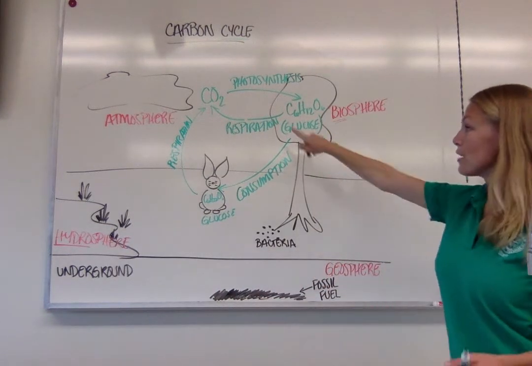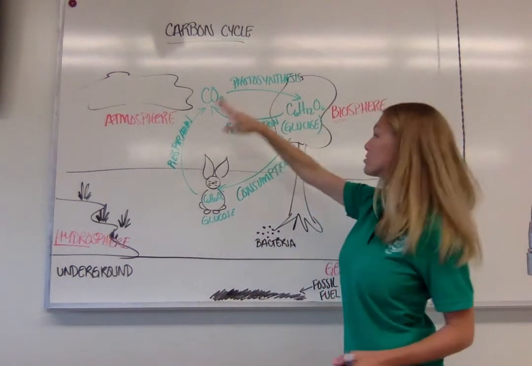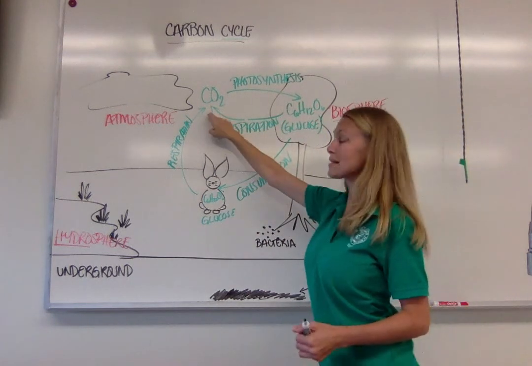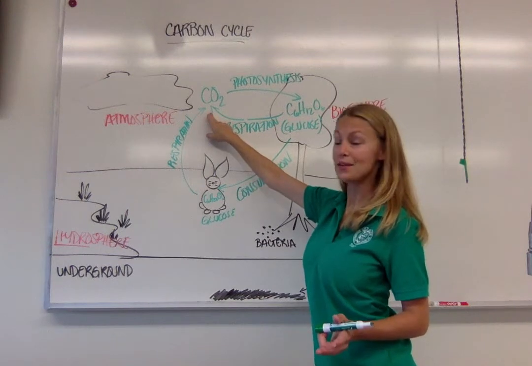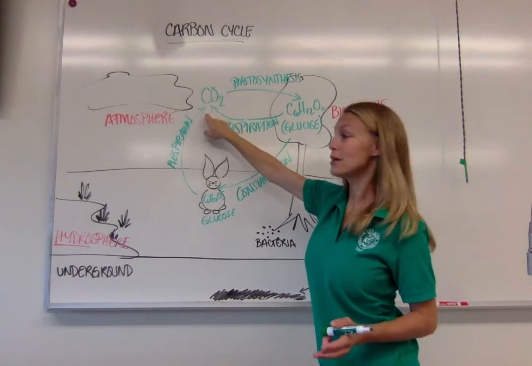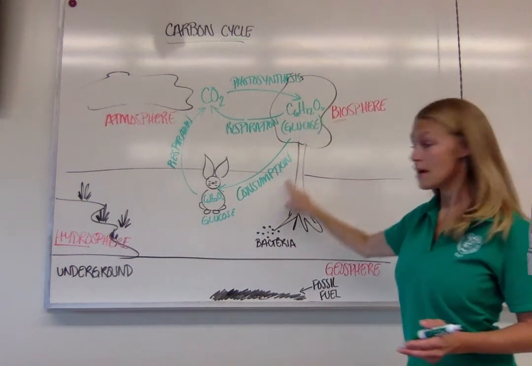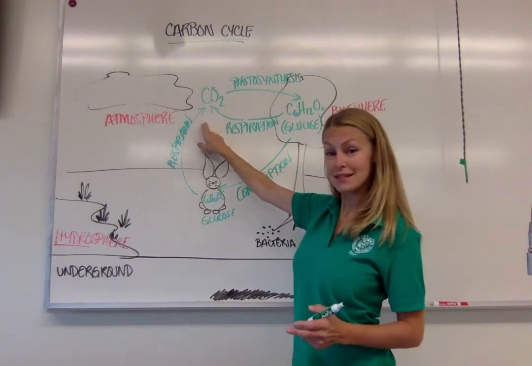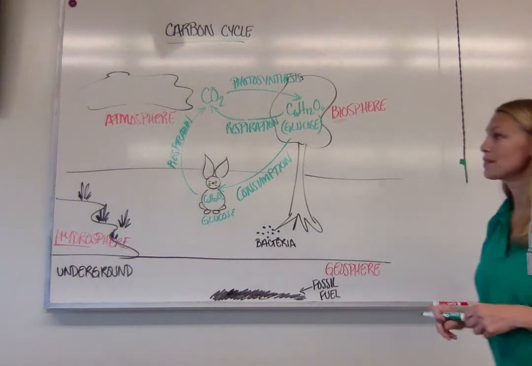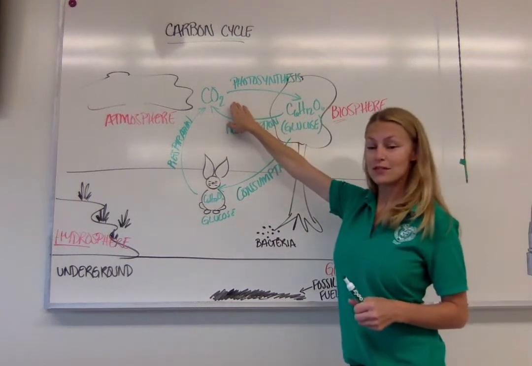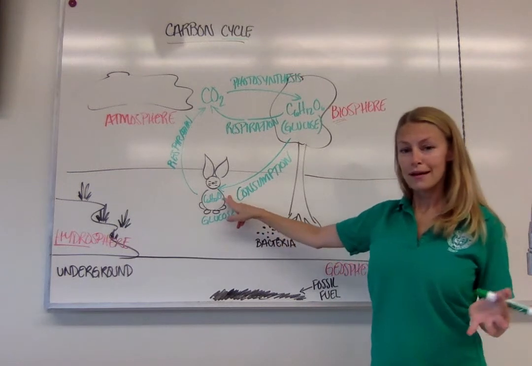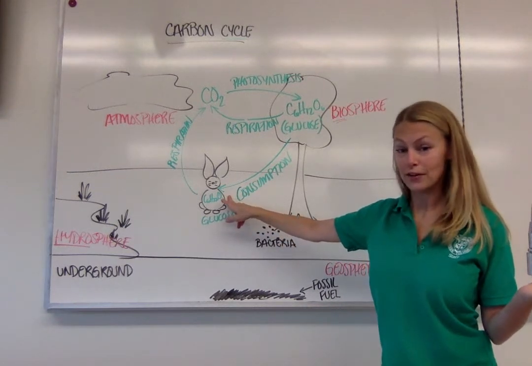Okay, so now we've made two cycles. We went from the atmosphere to the tree, back to the atmosphere. That was one cycle. Then we went from the atmosphere to the tree, to the bunny rabbit, back to the atmosphere. The second cycle. All right, so let's go from the atmosphere to the tree, to the bunny rabbit.